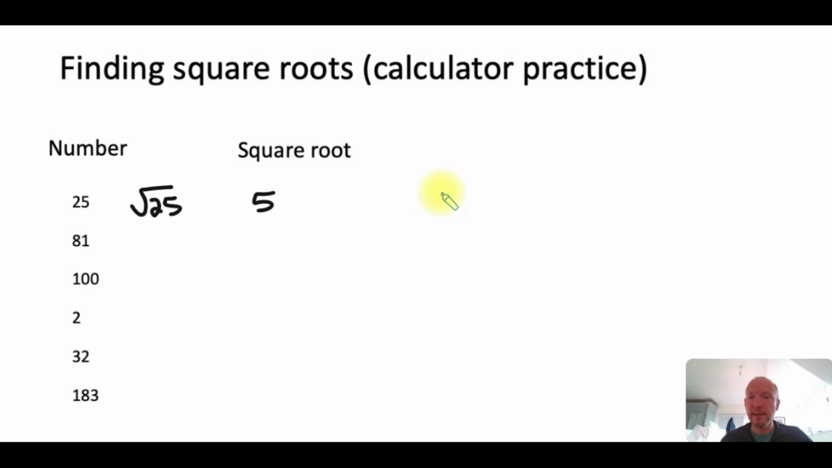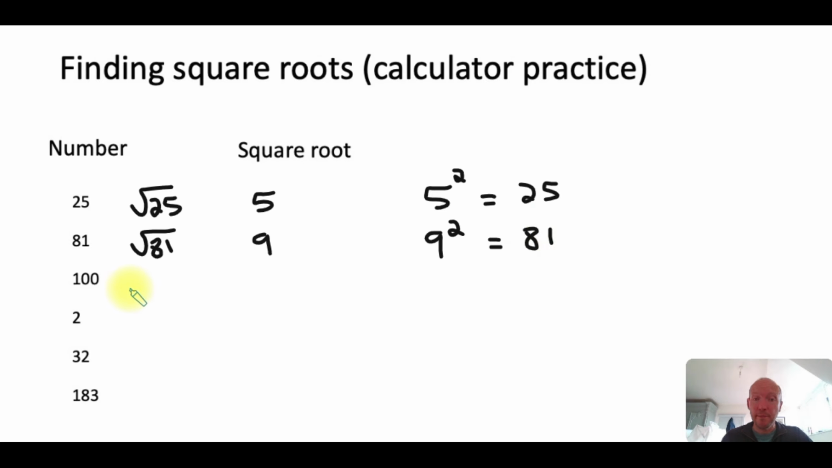So let's just check why that is. The square root of 25 is 5. Why? Because 5 squared, 5 times 5, is 25. Let's do the same here. If we square root 81, square root button first, then the 81, hit equals, you get an answer of 9. Why is that? Because 9 squared, 9 times 9, is 81. And we'll do the same, square root of 100. Tap it into your calculator, hit equals, and it'll give you 10. Again, why? Because 10 squared, 10 times 10, is 100.